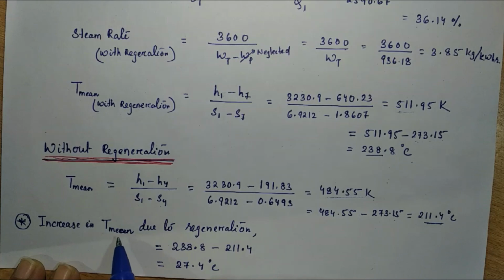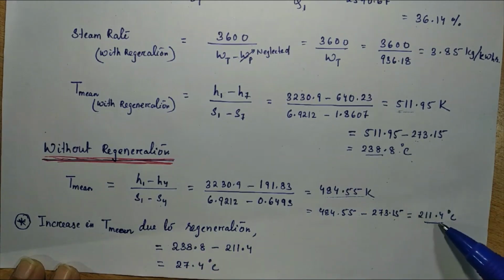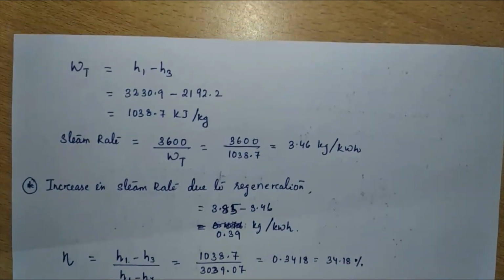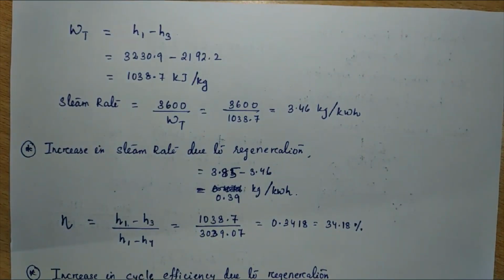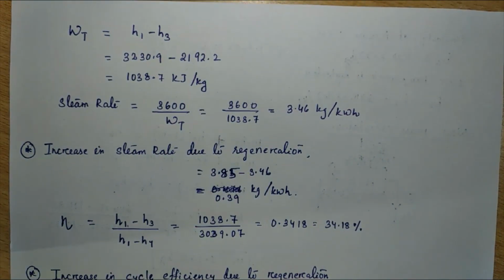So, increase in mean temperature due to regeneration. From this value you have to subtract this. So you get this value, and this is the increase in temperature due to regeneration. Now similarly, we have to find out efficiency and steam rate.